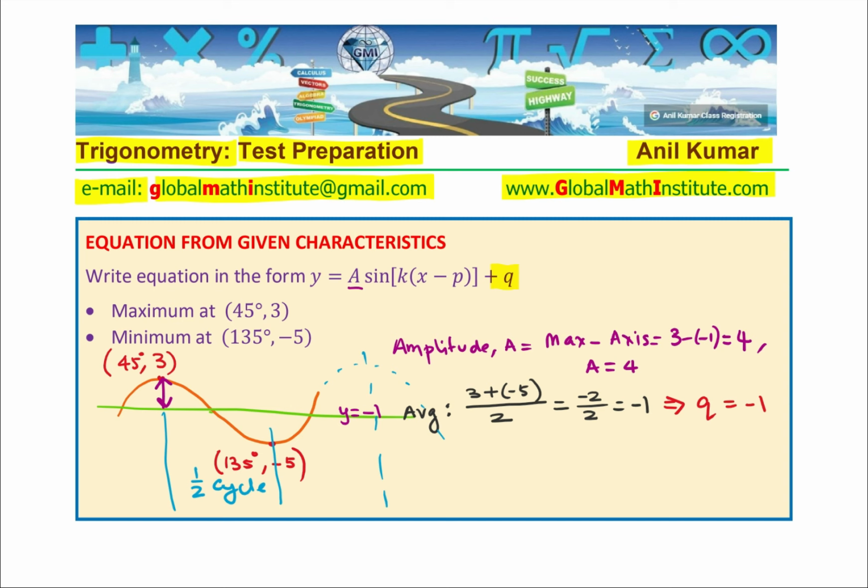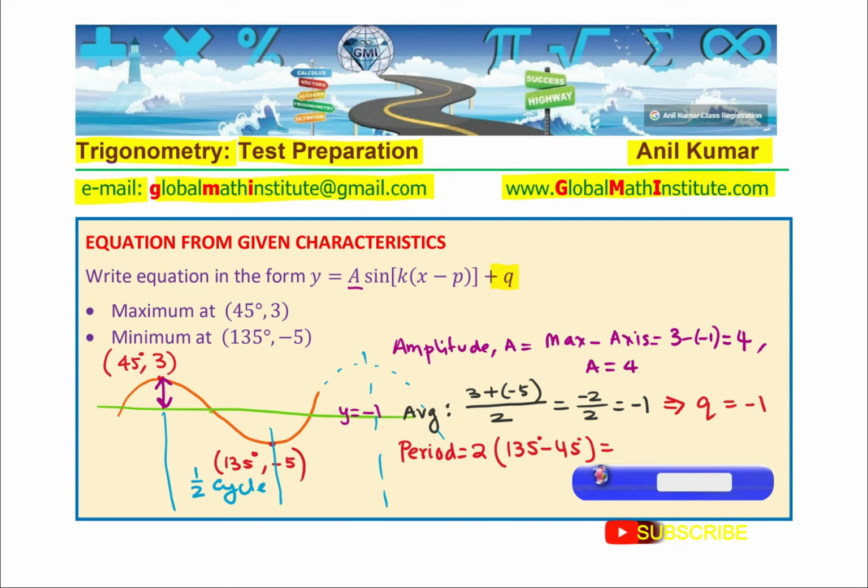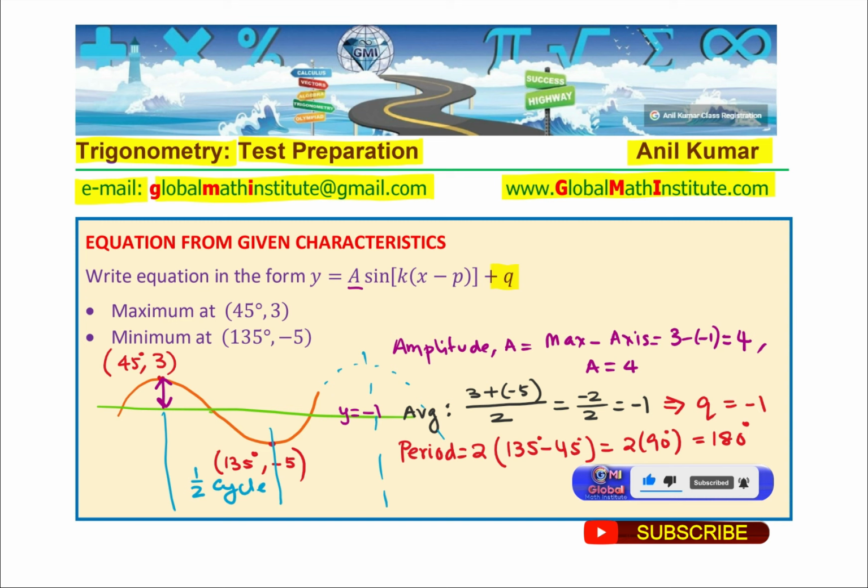Time period is 135 minus 45, correct? So the period should be twice this. Makes sense, right? So we say period is 2 times the difference between these times, which are 135 minus 45. Does that make sense to you, right? So 135 minus 45 is 90 degrees, right? So the period is 180 degrees. So we know that the period is 180 degrees.